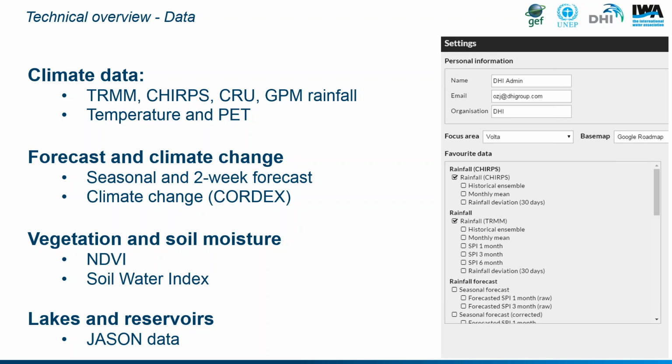And we are at the moment using both the raw model data, but we are also making a bias corrected version available where we are downscaling the seasonal forecast based on historical TRMM data. Then we are also looking at climate change data from the CORDEX project. For the drought assessment, we are looking at different vegetation and soil moisture data, and then we have some lakes and reservoir data available as well. We are at all times trying to expand the data, and as the project moves along, we will add more data to the data and information system.